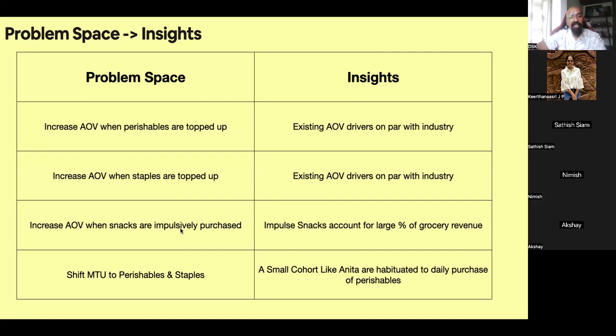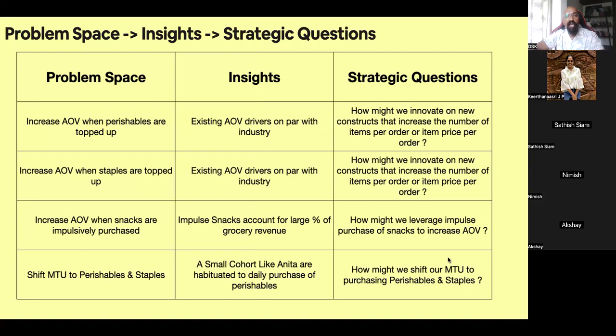If we are increasing AOV when snacks are impulsively purchased, we know the insights are snacks contribute a large portion of grocery purchase. And when our goal is to shift our MTU, we know that there's a cohort like Anita who's already habituated. So from these insights, we then start asking a set of strategic questions, right? To say, okay, if perishables is the pathway and people are habituated to topping up as of now, and we are currently at a state where our current AOV drivers are best in class, the strategic question then becomes, is there a way by which we may innovate on new constructs that help in increasing either the number of items purchased by user or increasing the price of items that are being purchased?